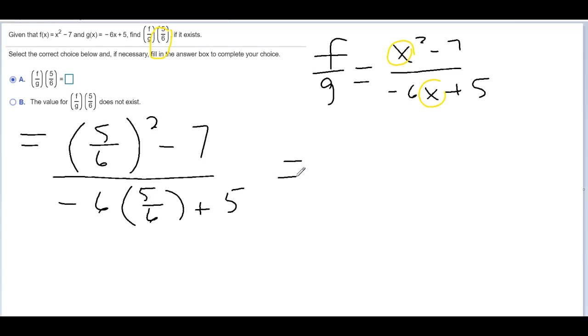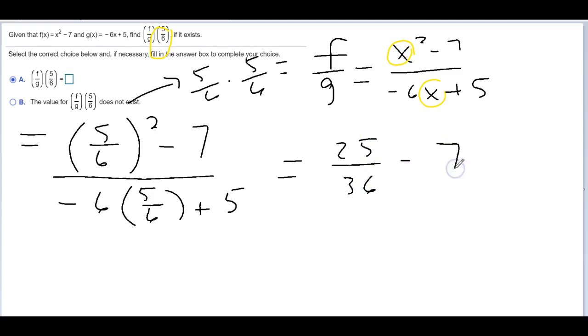5/6 squared means that we're taking 5/6 and multiplying it by itself. So that's taking 5/6 times 5/6. And when we do that, remember when you multiply fractions, you multiply straight across. 5 times 5 is 25. 6 times 6 is 36. Then we keep our minus 7. And now we're going to divide.